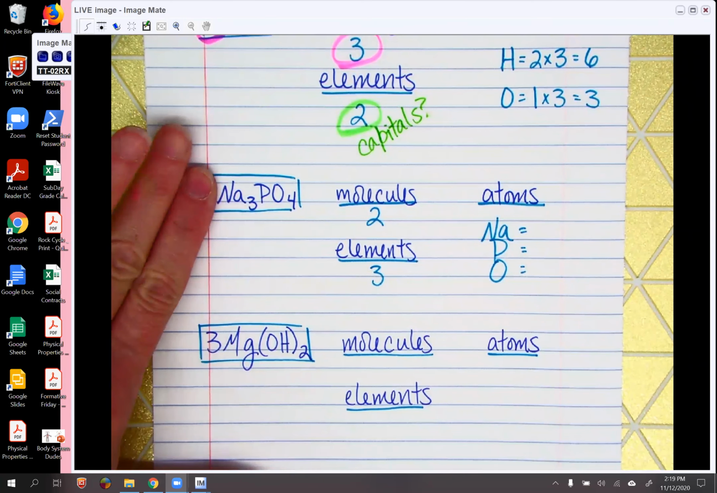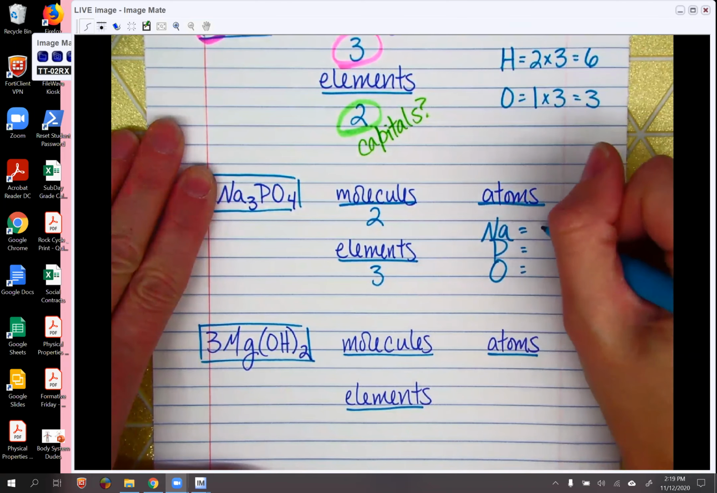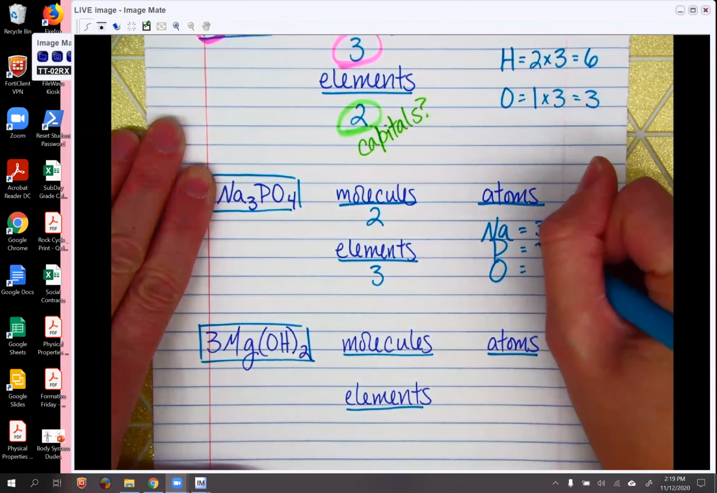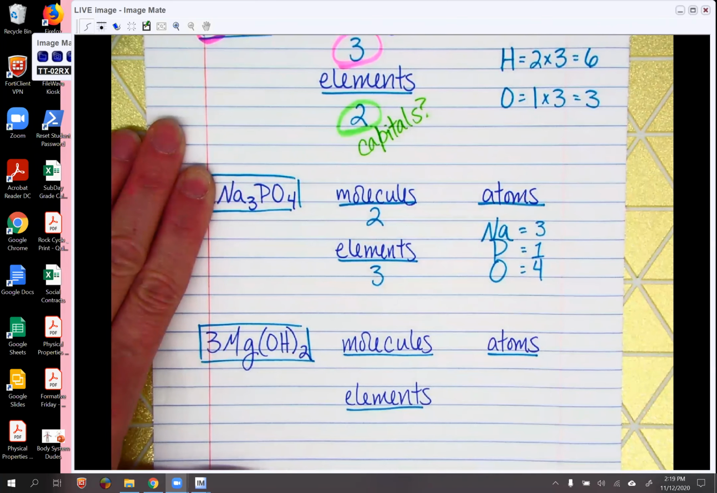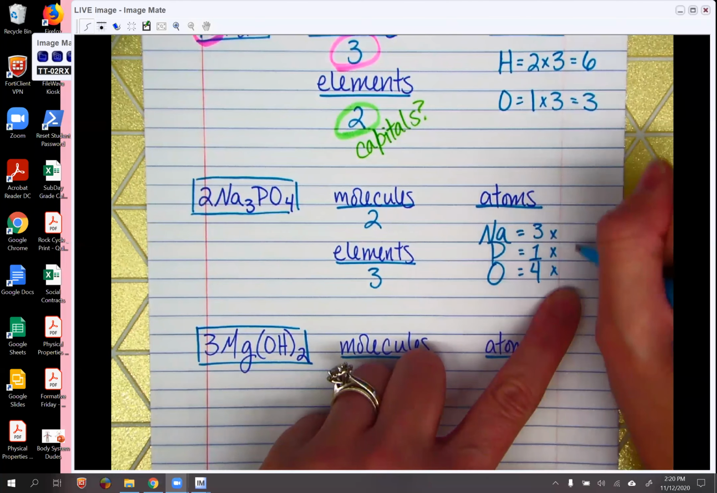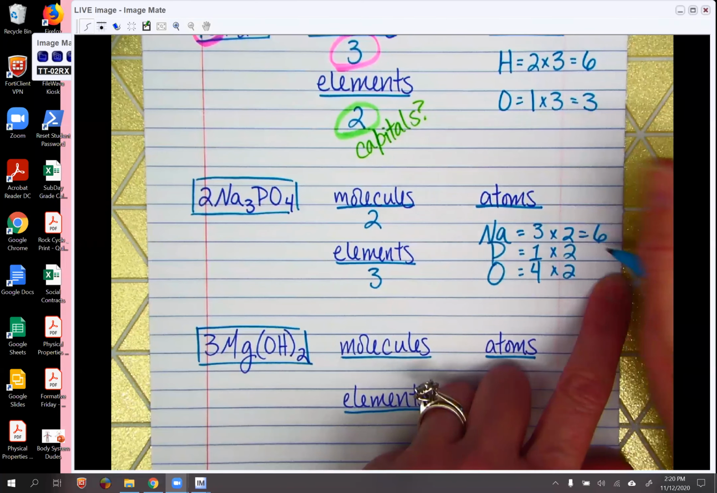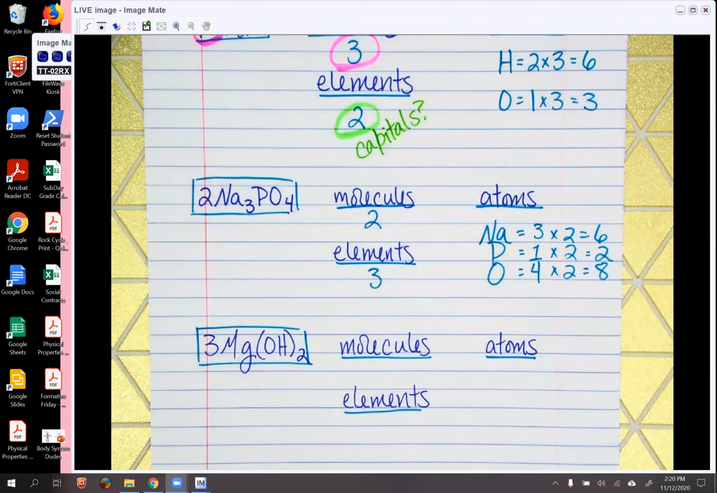We'll go through and see how many there are in 1 molecule first. Sodium, in 1 molecule we have 3, P, 1, O, 4. We have 2 molecules. So 2 times 3 is 6, 2, and 8. Did you guys get that? Awesome.